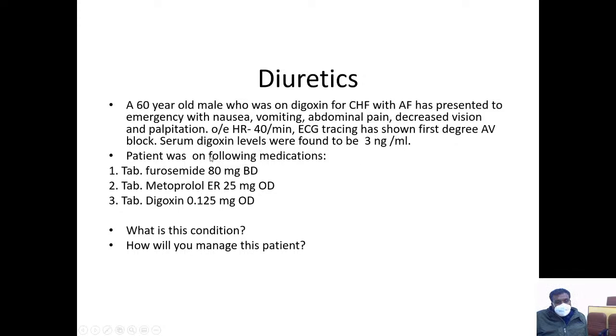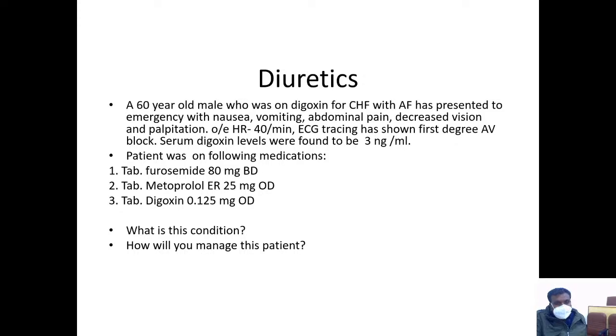So here if you can see the digoxin levels are 3 nanogram per ml. The normal therapeutic concentration of digoxin is 0.5 to 1.4 nanogram per ml. So it is 3 nanogram per ml, which shows that it is a digoxin toxicity.